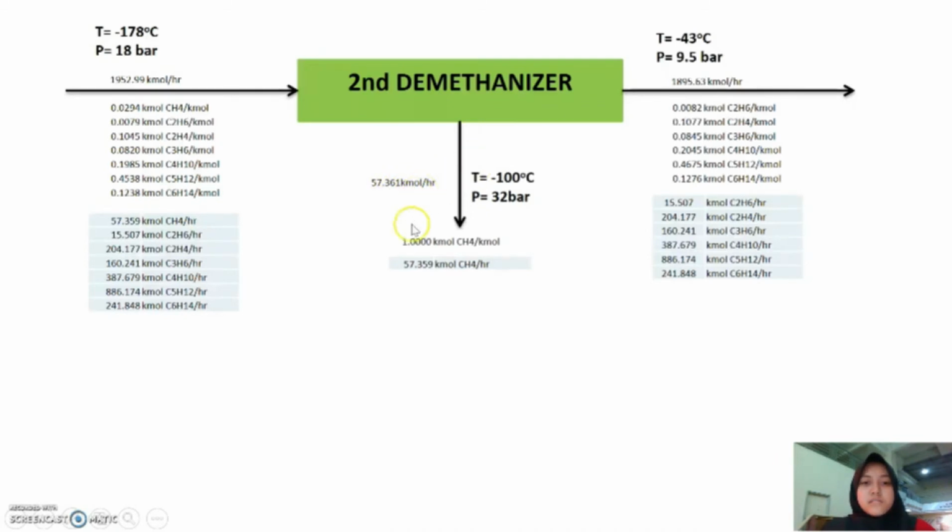The molar flow rate of the stream is not the same, which may be some error. It is 57.361 kmol per hour, and we remove one kmol of CH4. And this stream has a temperature of negative 43 degrees Celsius, pressure of 9.5 bar, and the molar flow rate of this stream is 1895.63 kmol per hour. This is the composition, and this is the molar flow rate of each compound.